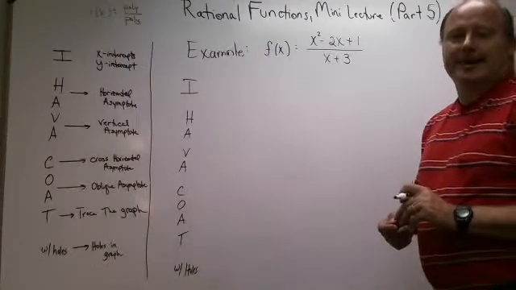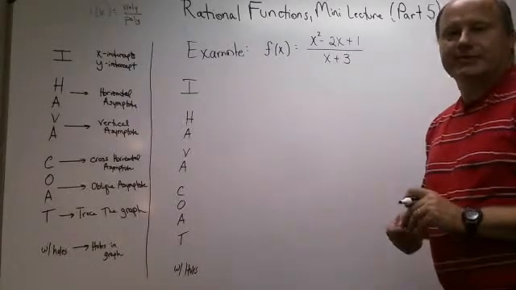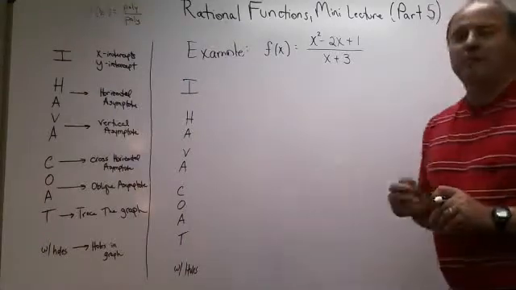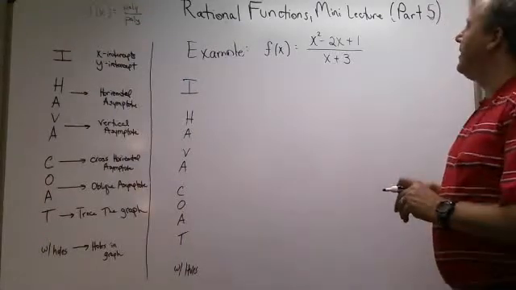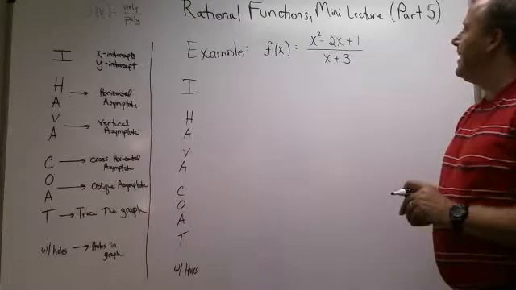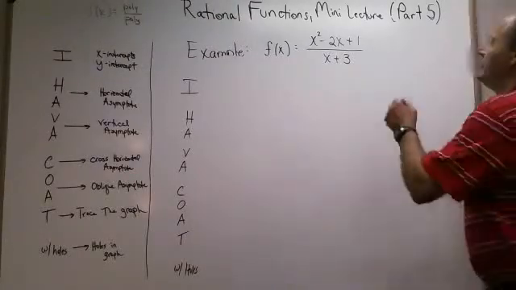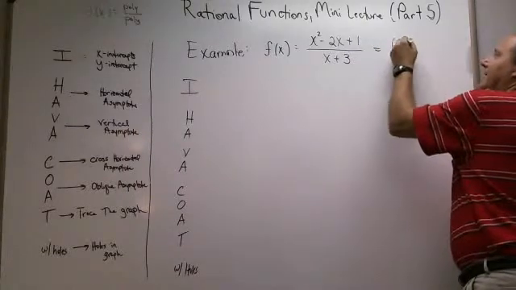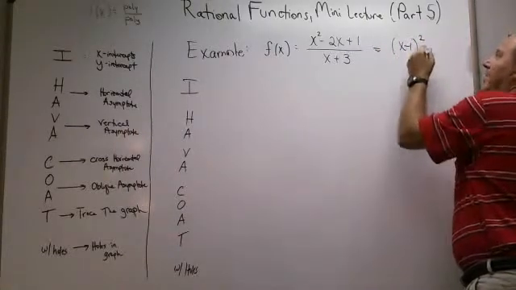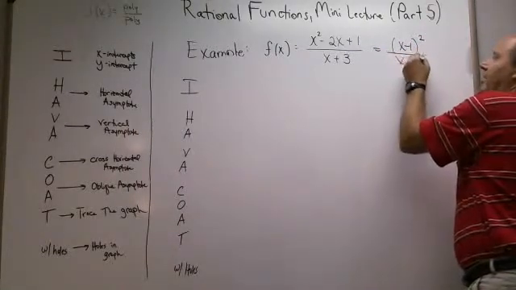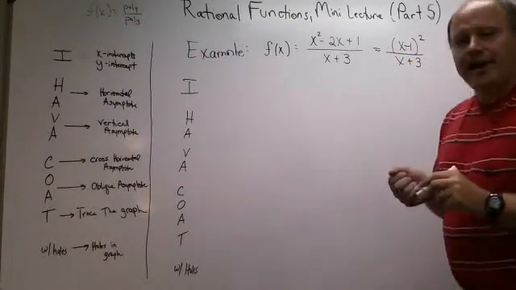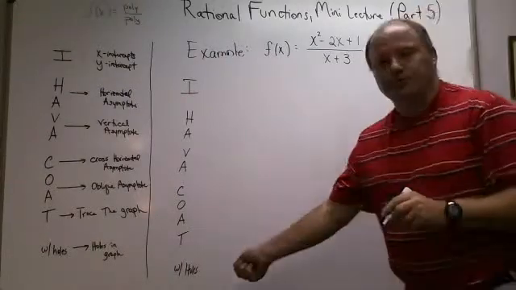Hi, this will be our last part of our rational function mini lecture, and this one actually will have an oblique asymptote. Its function is x squared minus 2x plus 1 over x plus 3. The first thing I'm going to do is try to factor it: x minus 1 squared on top and x plus 3 on the bottom.